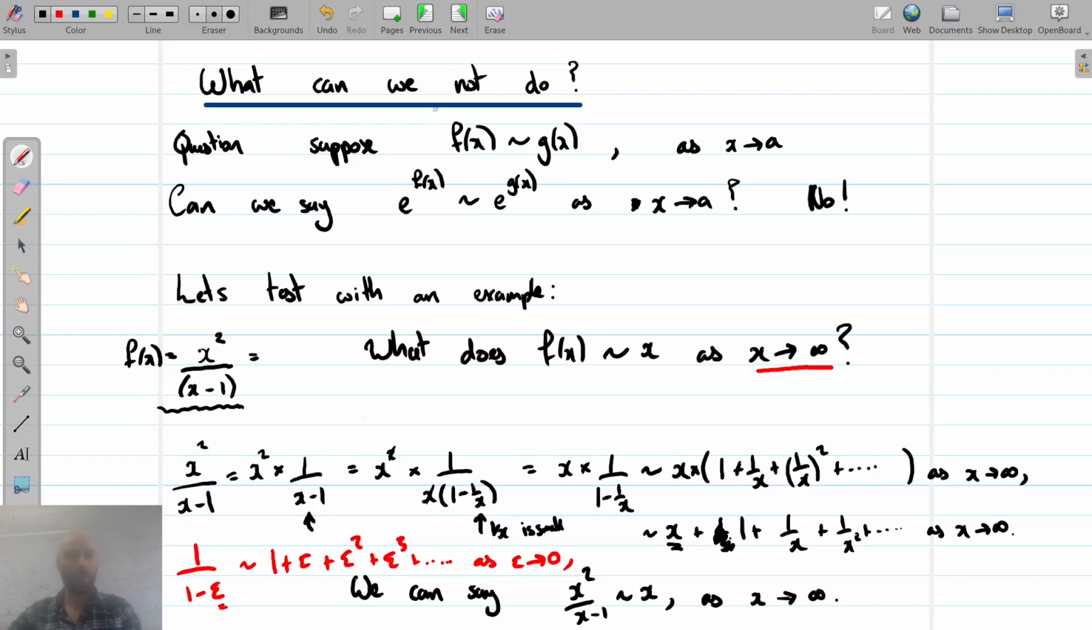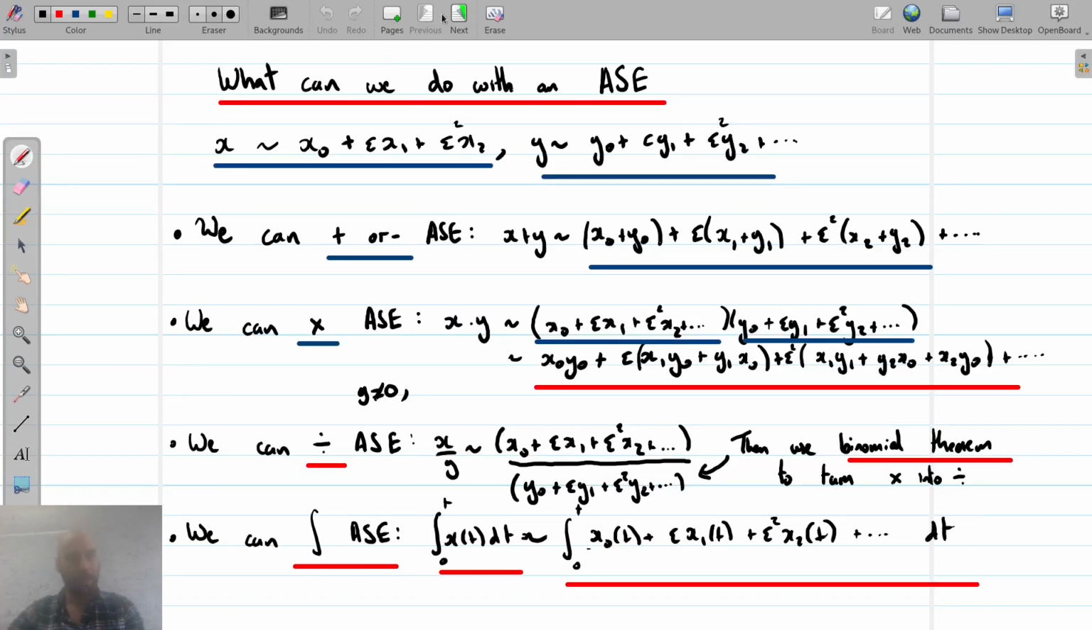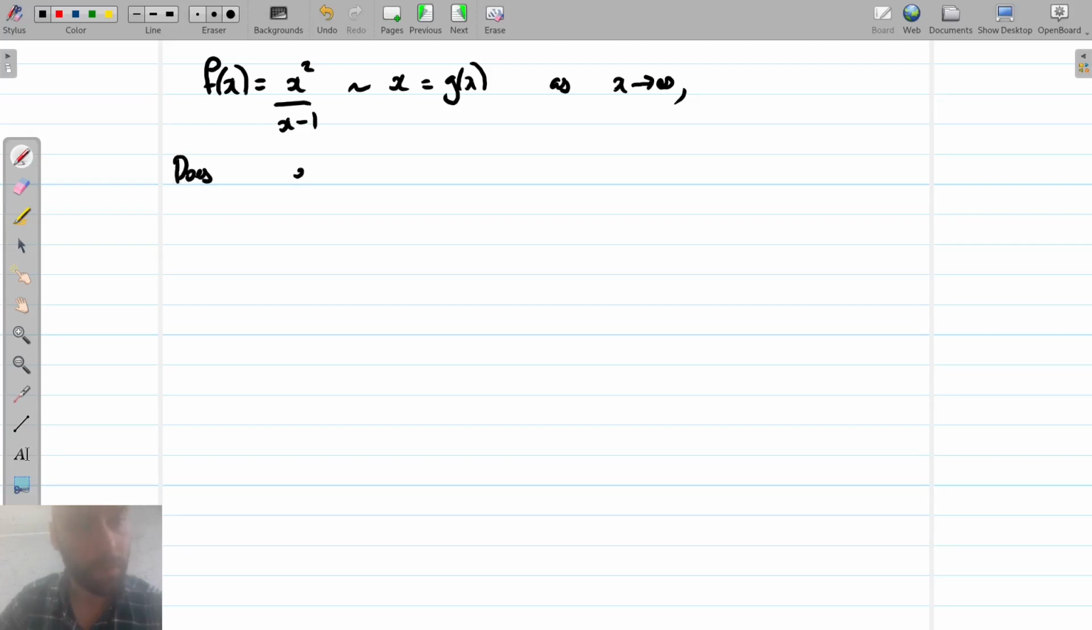Okay, so how can we apply it to this problem? Let's go across here, adding a new page. So we've got f of x is x squared over x minus 1, and this twiddles x, and I'm going to set this to be my g of x as x tends to infinity. And remember, the question we're asking is, does e to the x squared over x minus 1 twiddle e to the x as x tends to infinity? Can I take an exponential on both sides of here?